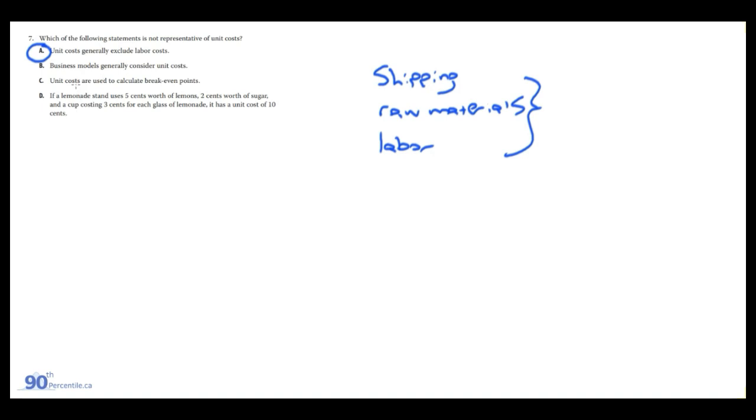We can keep going down the list though. We're looking for what's not representative, so the rest are going to be true. Business models generally consider unit costs. Yes, that's true. Unit costs are used to calculate break-even points. Yes.